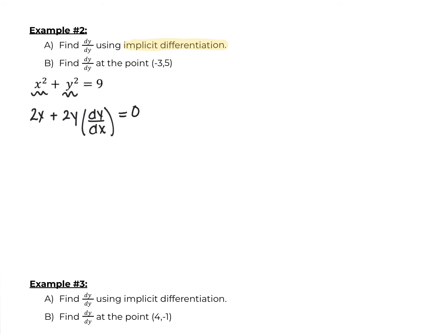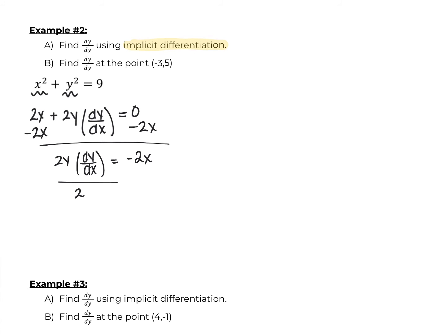You get 0. So since we have to find dy over dx, we should probably isolate this. So we're going to subtract 2x on both sides. And we get 2y times dy over dx equals negative 2x. And we divide both sides by 2y to get dy over dx by itself. So dy over dx is negative 2x over 2y.